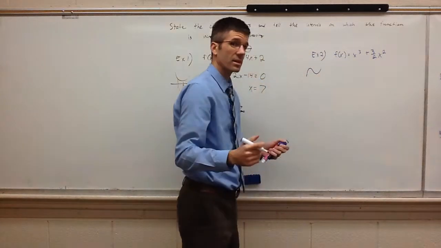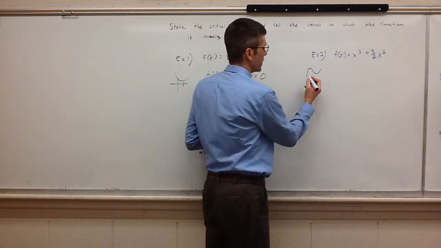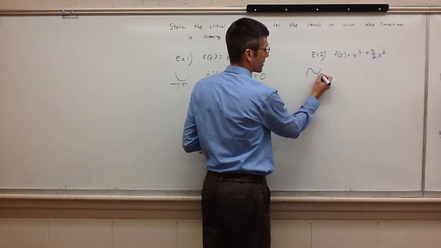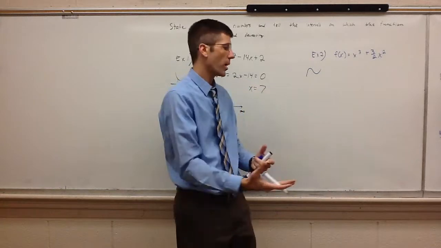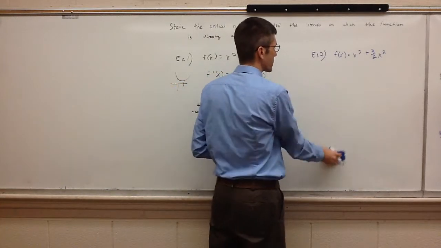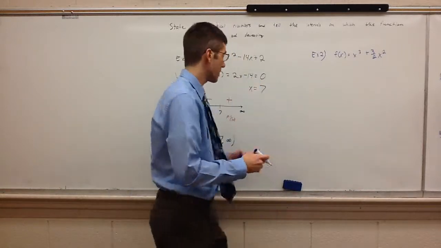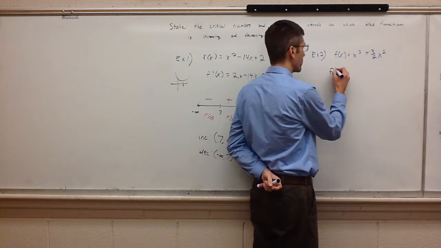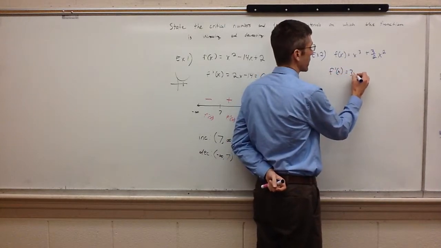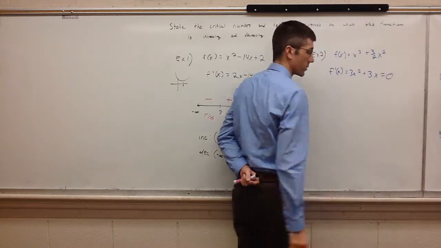So I'll go ahead and tell you the answer, not the final answer, but the answer-ish: it's going to be increasing, then decreasing, then increasing. But let's suppose you don't know that. So let's go through that process. We're going to take the derivative, set the derivative equal to 0, solve it, plug some numbers in, do a little bit of sign analysis here. So the derivative is 3x squared plus 3x, and that's equal to 0.